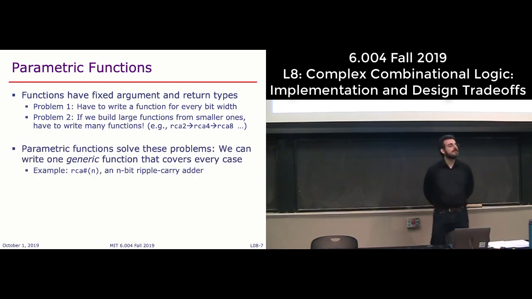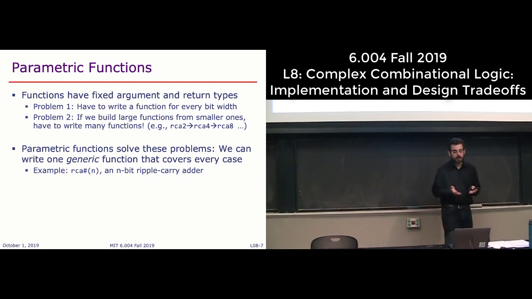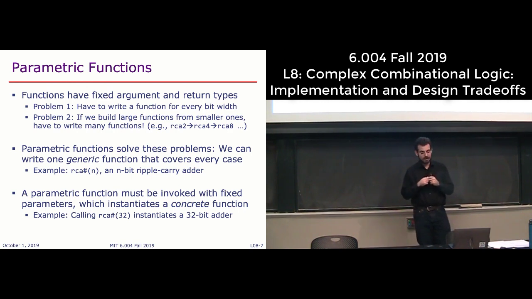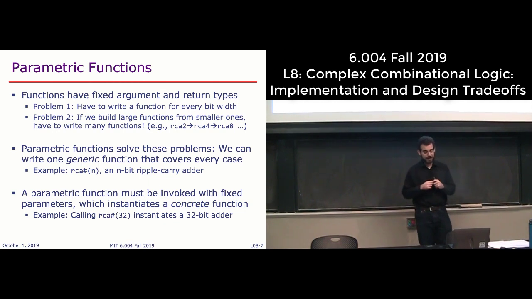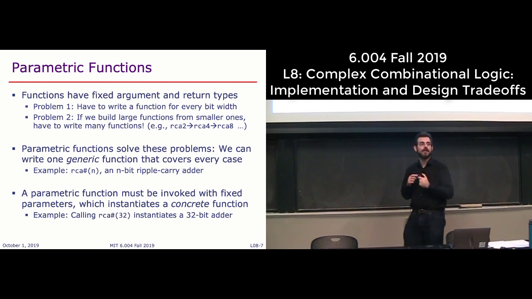Okay, so parametric functions essentially let us solve both problems at once. A parametric function is just a generic function that works for all cases that you care about. So in this case, for example, you could write RCA of n, an n-bit ripple carry adder, where n is a parameter. And so whenever code uses this function, it will call it with a particular value of n, and that will instantiate a particular circuit. So for example, some other function might call RCA 32, and that will create a 32-bit adder.